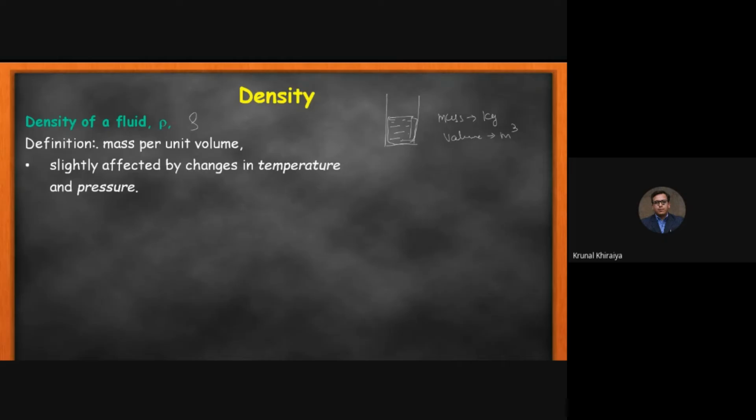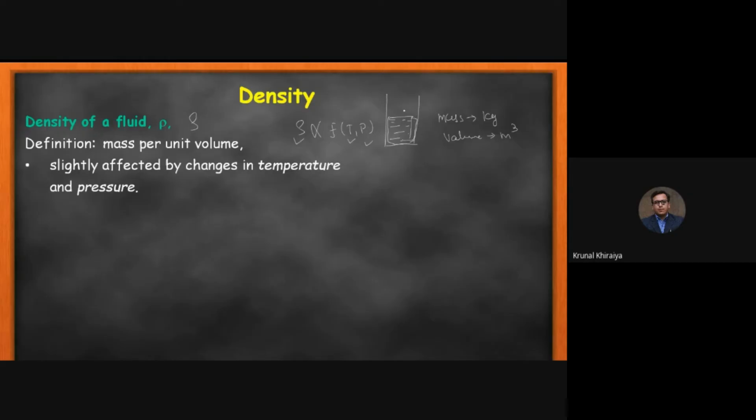The density is slightly affected by changes in temperature and pressure. As we all know the PVT equations for fluids as well as for gases, but in liquids there is not so much effect of temperature and pressure. So we can write that density is a function of the temperature and the pressure. The value of density depends on temperature and pressure.